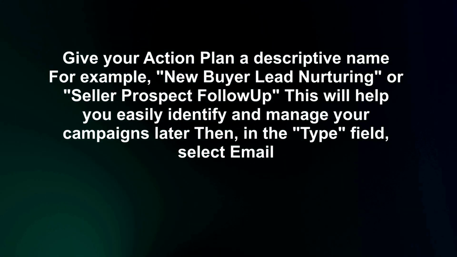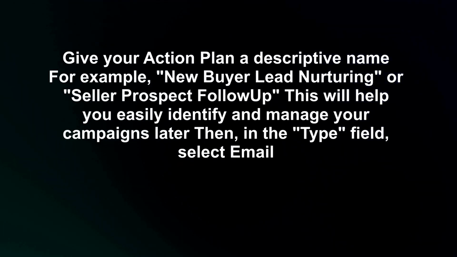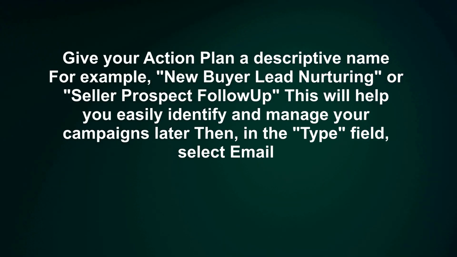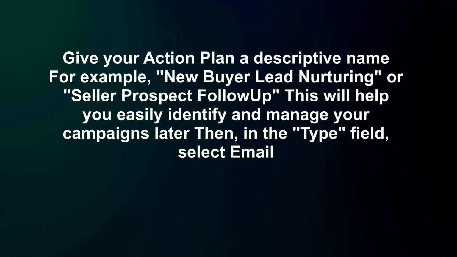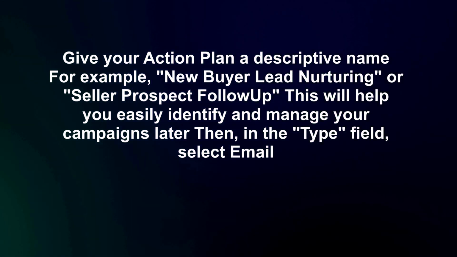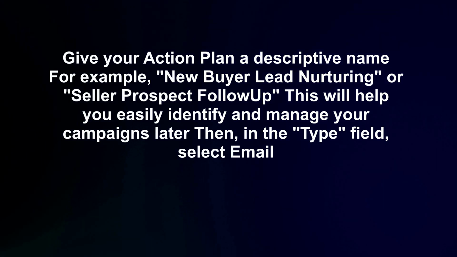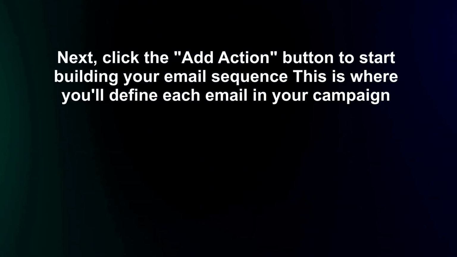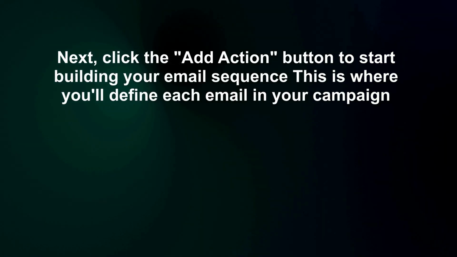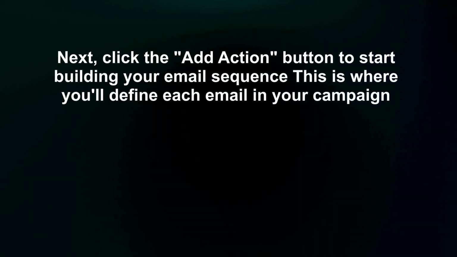Give your action plan a descriptive name, for example, Newbie Lead Nurturing or Seller Prospect Follow-Up. This will help you easily identify and manage your campaigns later. Then, in the type field, select email. Next, click the Add Action button to start building your email sequence. This is where you'll define each email in your campaign.